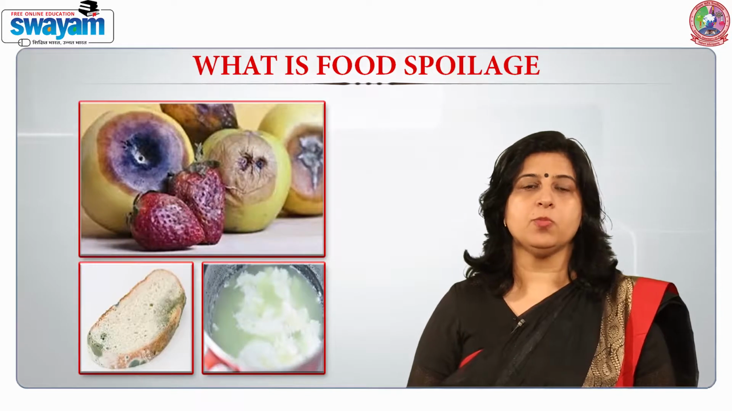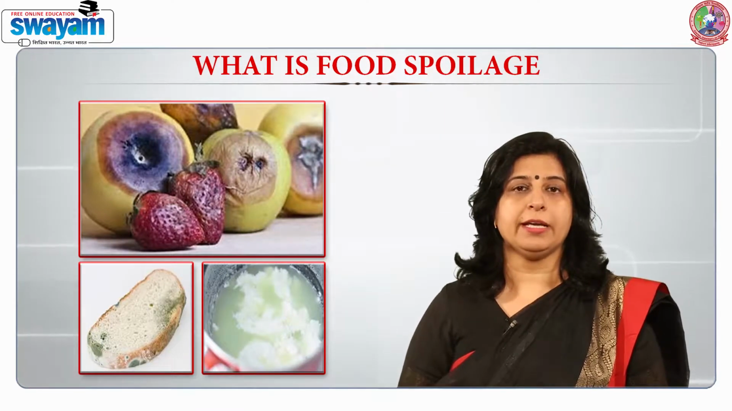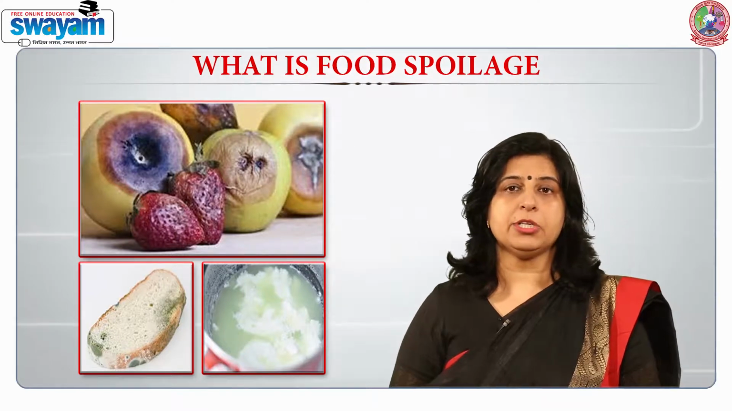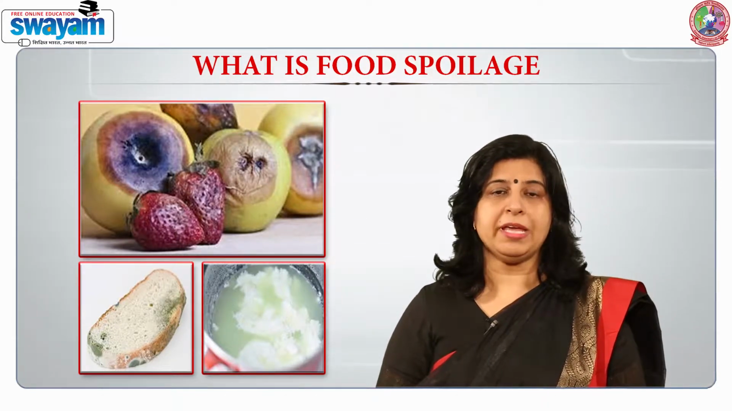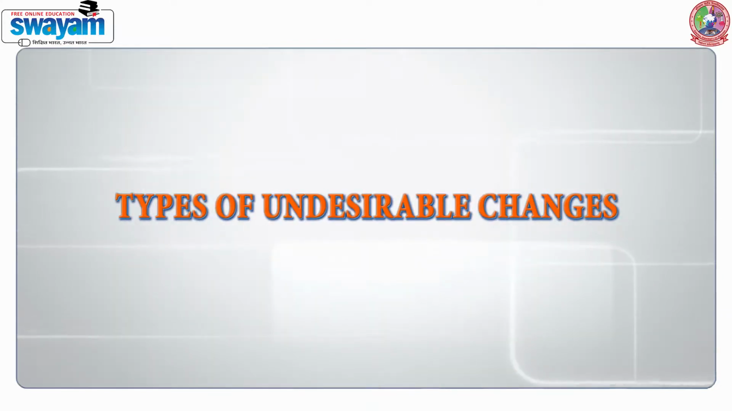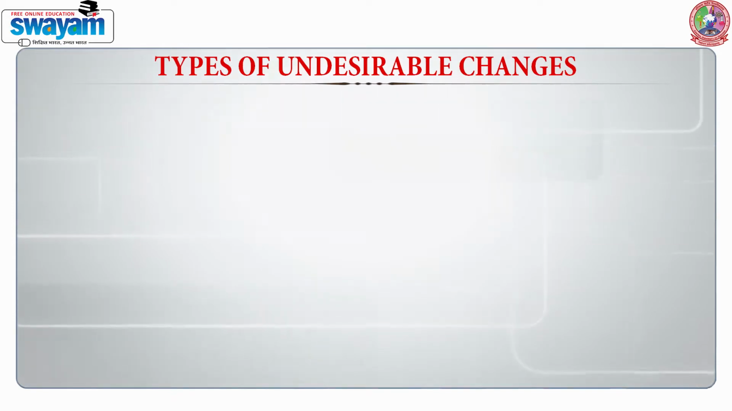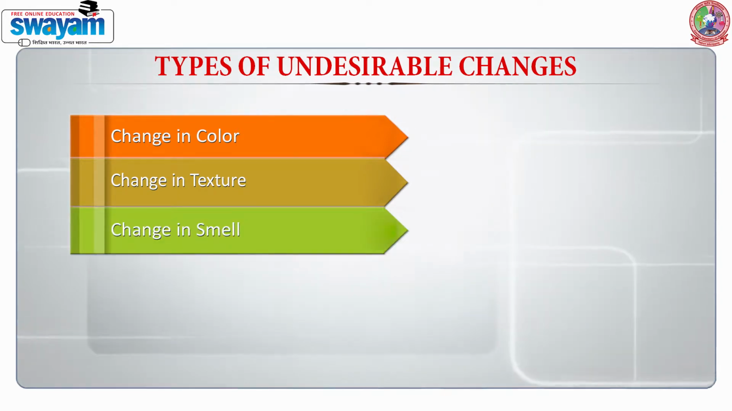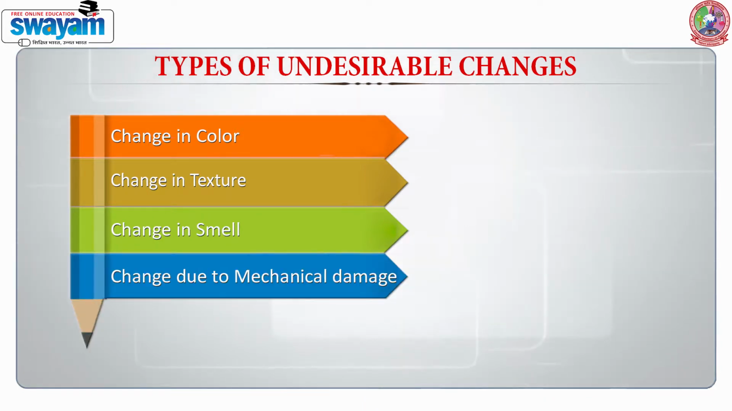So when we start this module, the first question which comes to our mind is, what is food spoilage? It is the undesirable changes which are occurring in food, making it unfit for consumption. When we talk about the undesirable changes, these can be a change in color, change in texture, change in smell, and sometimes the change due to mechanical damage.